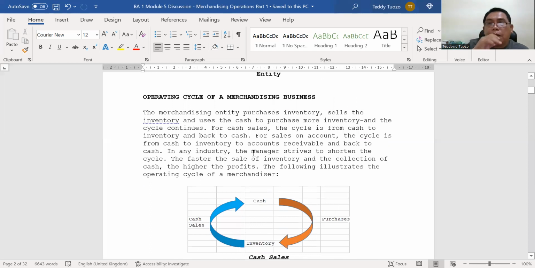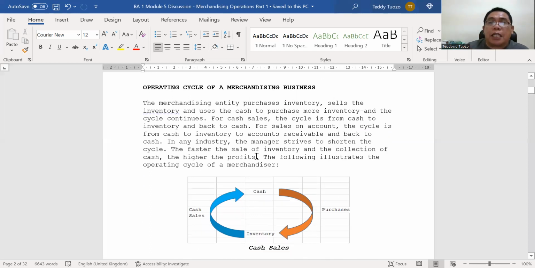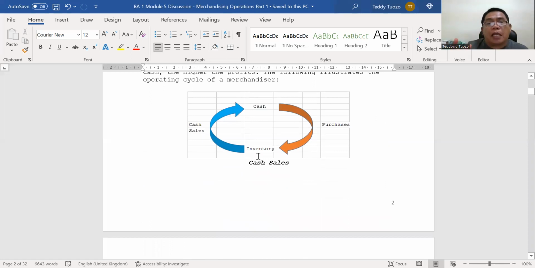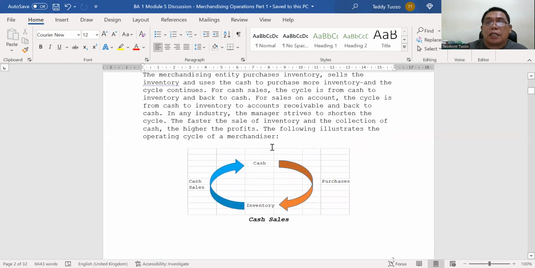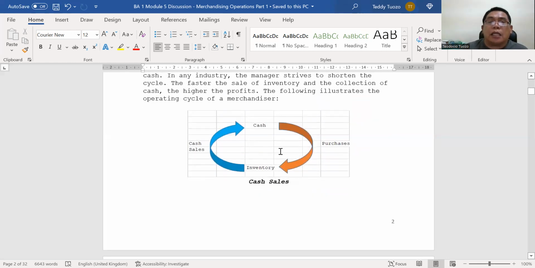Now, the operating cycle of a merchandising business, on a cash basis, is easy. From cash, whatever cash you have, you are going to buy goods, or this is what we call purchases, the goods to be sold. Then it becomes your inventory available for sale, and once it is sold and you receive cash right away from the sale transaction, then it is cash sales. So this is the operating cycle for cash sales or sales on a cash basis.